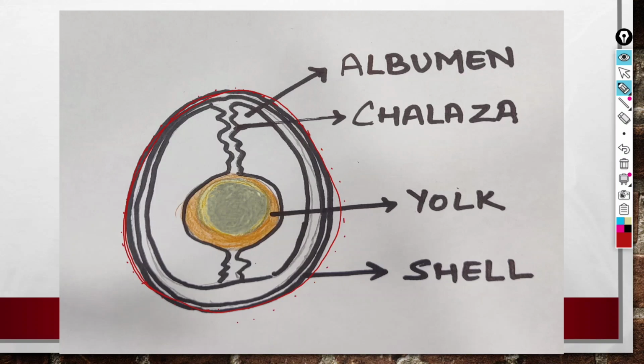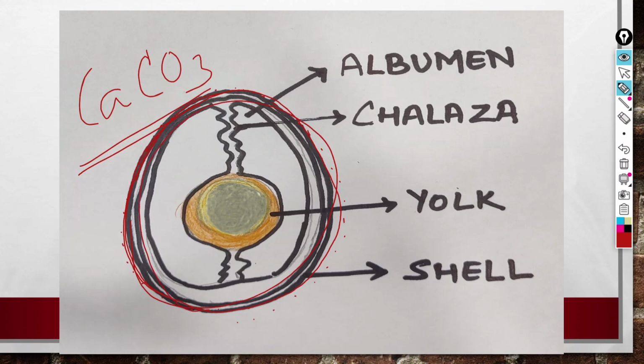Eggshell is made almost entirely of calcium carbonate. This you have to learn by heart. This shell is made up of crystals of calcium carbonate. It is a semi-permeable membrane, which means that air and moisture can pass through its pores.